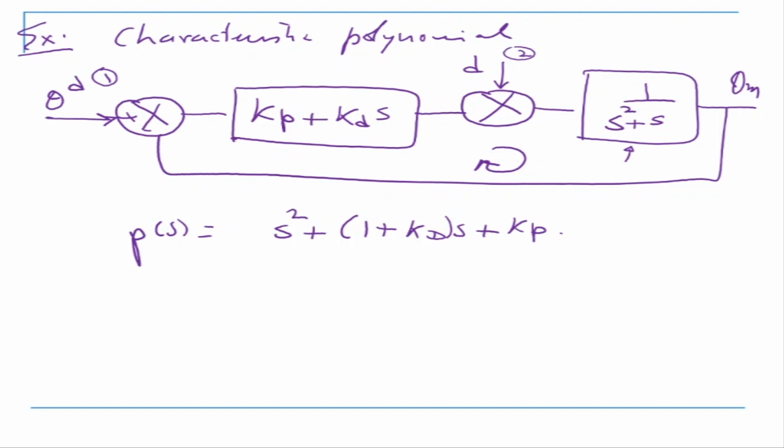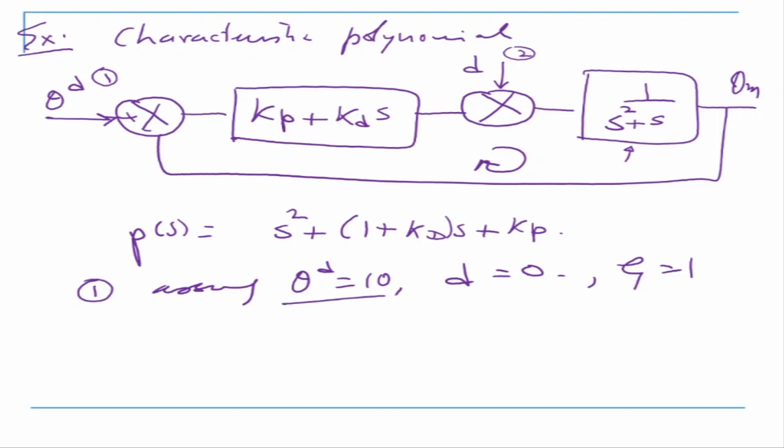Now assuming first that theta d, I want to go to the position equal to 10 and there is no disturbance. Let me say d is equal to 0, and I also said zeta is equal to 1. So for theta d equal to 10, d equal to 0, there's no disturbance, and zeta equal to 1, critical damping. For different values of Kp and Kd, what would the response look like?